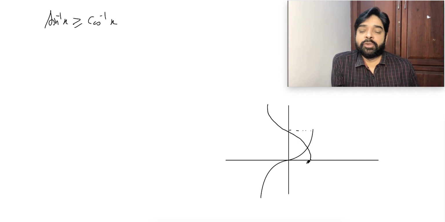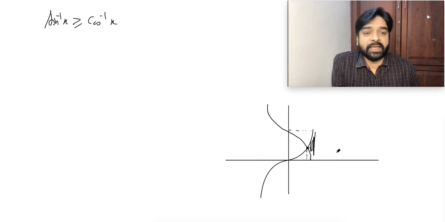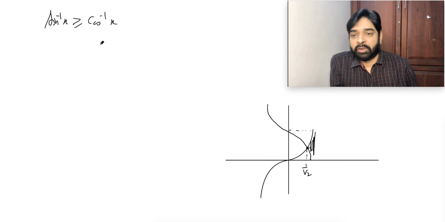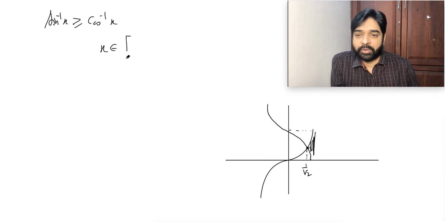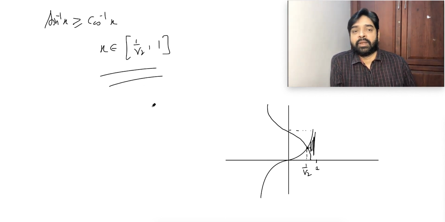I want sin inverse x to be bigger than cos inverse x. Means the graph of sin inverse x should be above the cos inverse x graph. And you can see this is the region. And this point is what? This is the point where sin inverse x and cos inverse x are both equal, and that will be at 1 by root 2. At 1 by root 2 both will be equal, because sin inverse 1 by root 2 is pi by 4, and cos inverse 1 by root 2 is also pi by 4. So the answer will be x belongs to 1 by root 2 closed to 1 closed, because the extreme domain is 1. This will be the answer. How many of you got it?